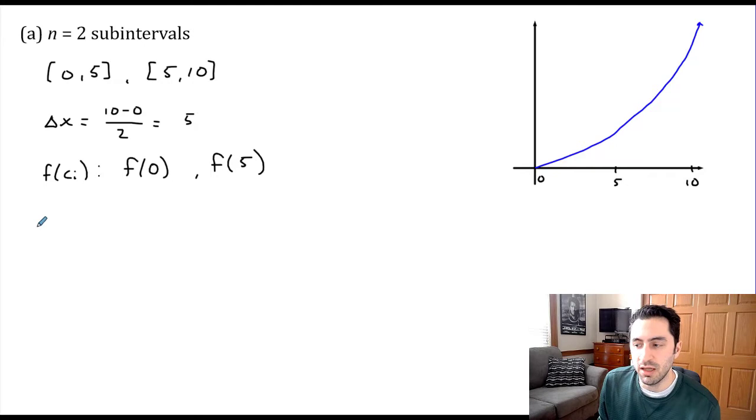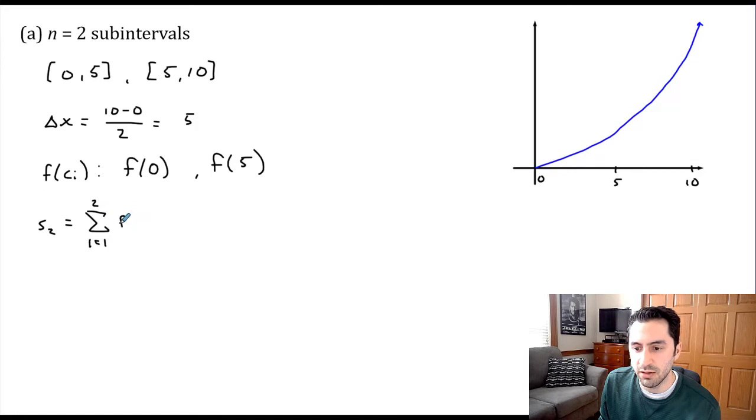So then the area, or the approximation of our area, let's use our summation notation. The sum of two rectangles is going to be equal to the sum. Here we have capital sigma, which notates the sum. We're going to start at i equals 1 and go up to 2.